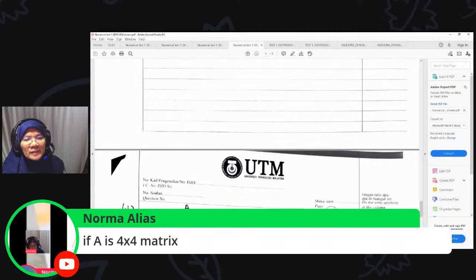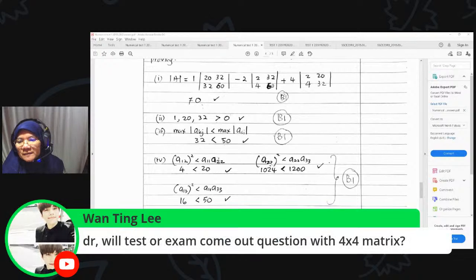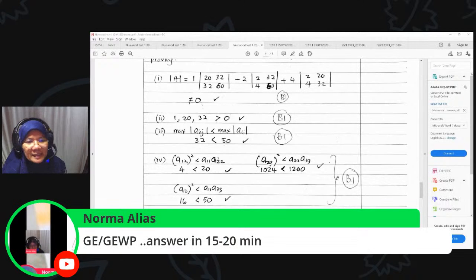All right. Now, refer to the page I mentioned just now, page 48. Now, one thing, will the test or exam have a question with a 4 times 4 matrix? No. For Gauss elimination, it's very difficult to answer a 4 times 4 matrix question because it takes more than 20 minutes, as you have 25 elements to write. Now let's go to page 48, I always remind you.